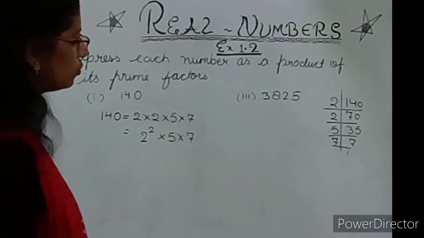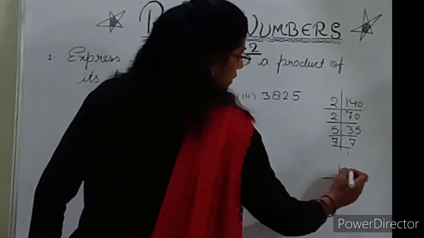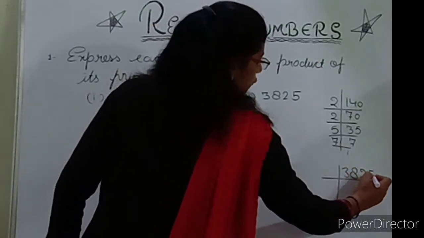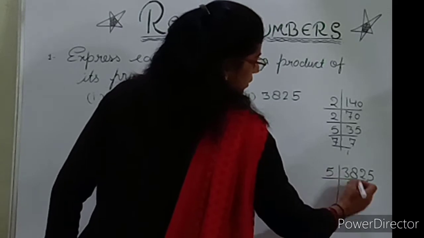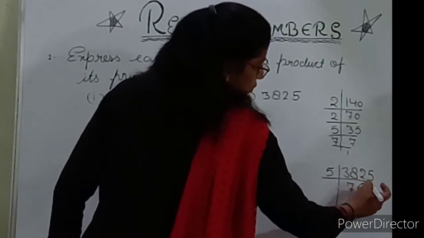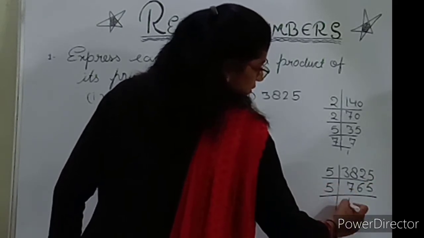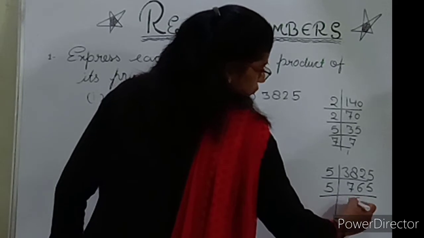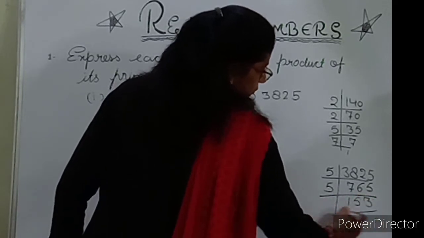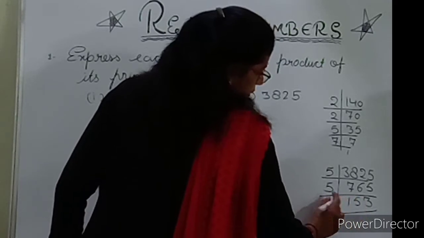One more we can do, 3825. Okay, so this is the third part. 3825. So 5 sevens are 35, 3 is left. 5 6s are 30, 2 is left, 5 5s are 25. Then we can do again by 5, 5 ones are 5, 2, 5 5s are 25, 1 is left, 5 3s are 15. Then it will go by 9, 3.